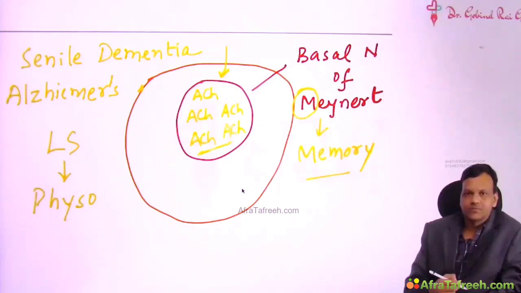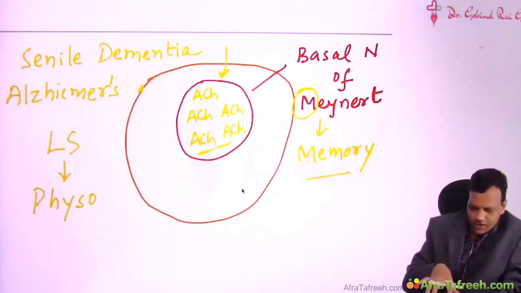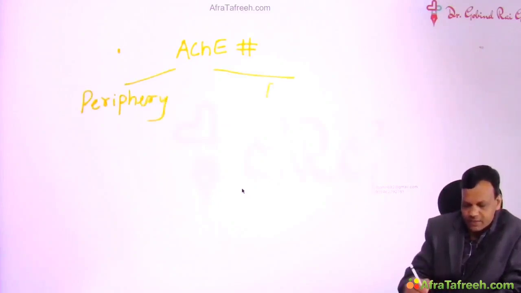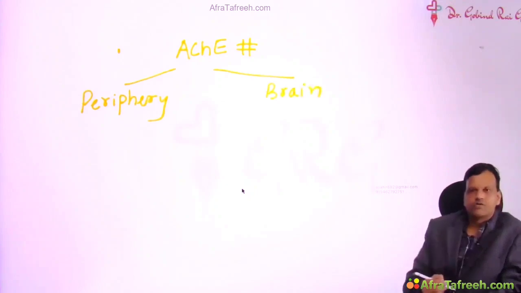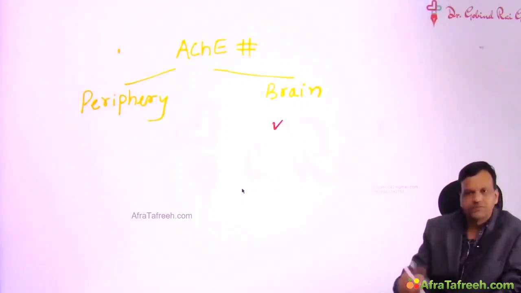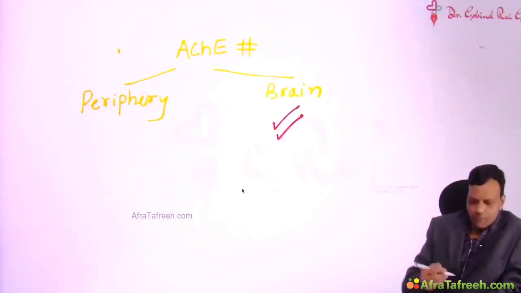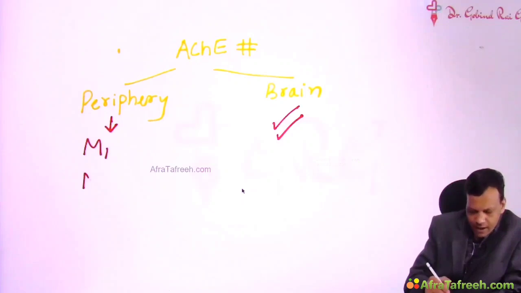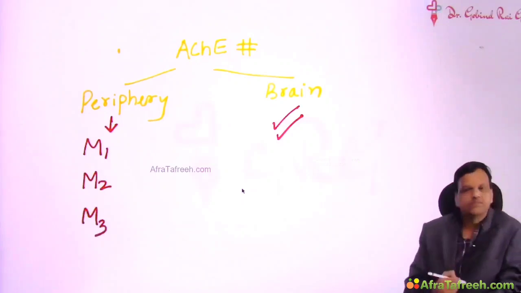The answer is no. Reason? We discussed that physostigmine is an acetylcholine esterase inhibitor. When we give it, 50% remains in the periphery and 50% enters the brain. The 50% which enters the brain will improve the memory, which is good for Alzheimer's disease. But the 50% which remains in the periphery will stimulate M1, M2 and M3 receptors.